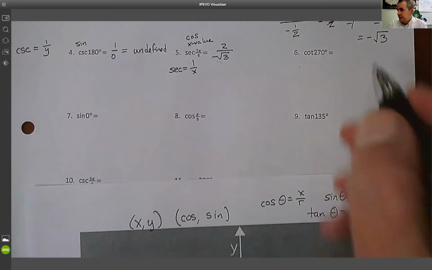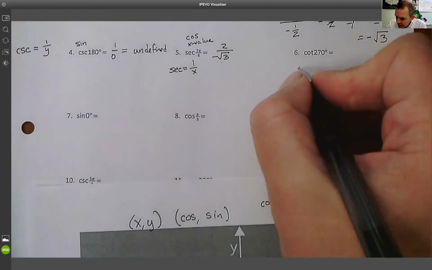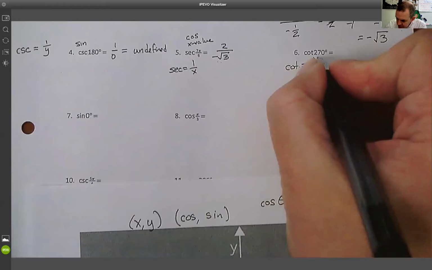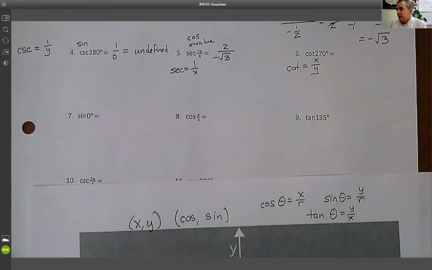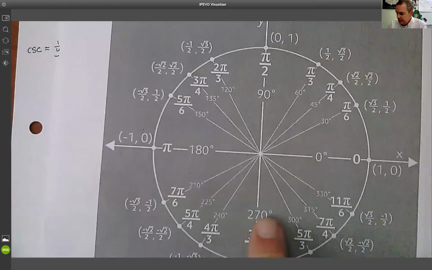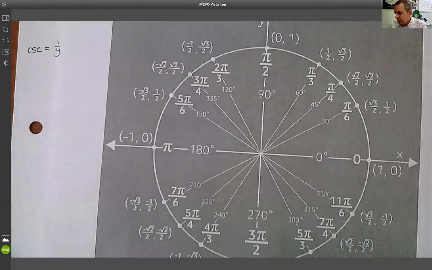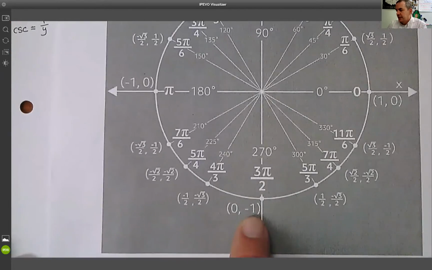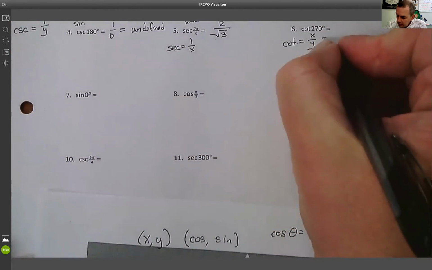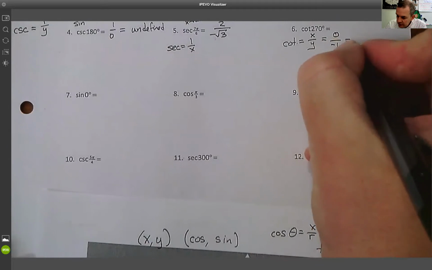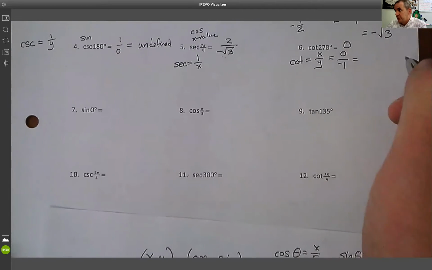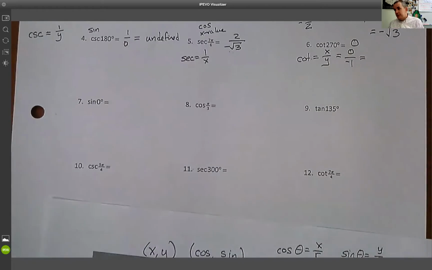And then cotangent, same idea. Cotangent is 1 over tangent. In this case, it's going to be x over y. So I'm going to go to 270, and I'm going to put my x over my y. My x here is 0. My y is negative 1. So I'm going to do 0 over negative 1. So the cotangent of 270 is going to be 0. And that's basically what we did today.